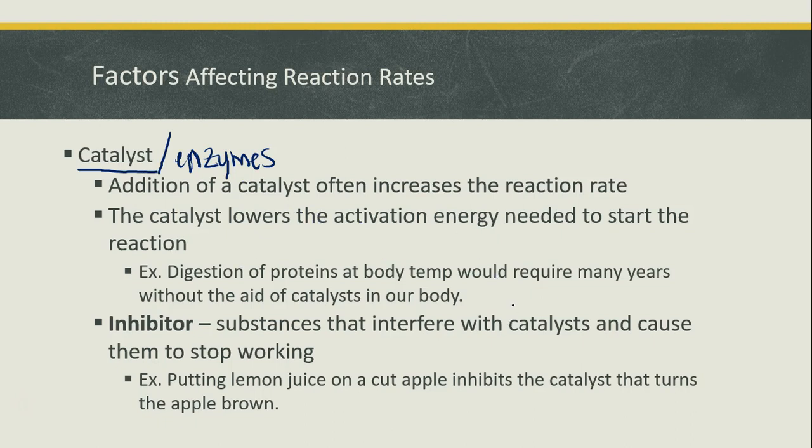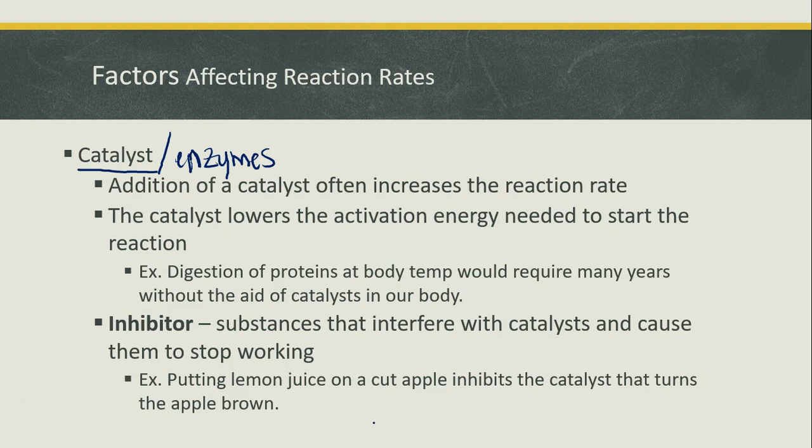And here's an example for you. Like the digestion of proteins at body temp would require many years, but you have catalysts that are in your body. You actually even have enzymes in your saliva, so that as soon as you put food in your mouth, it goes to work on the first step of digestion. And then within your body, you have many other enzymes that assist in that process so that it doesn't take multiple years. Now, an inhibitor is something that interferes with catalysts.